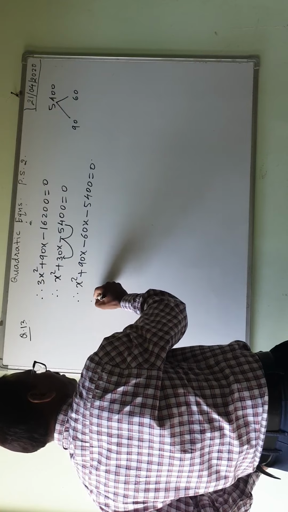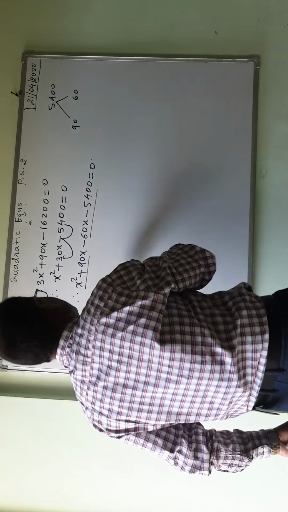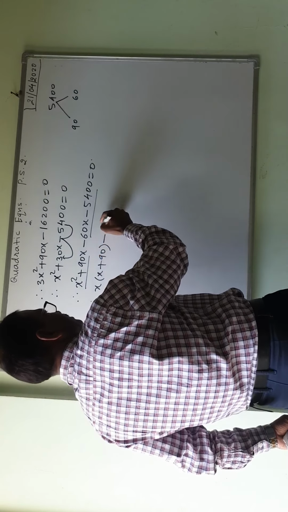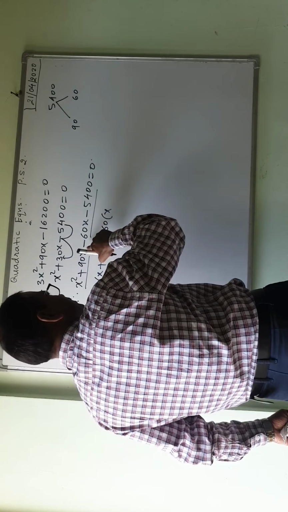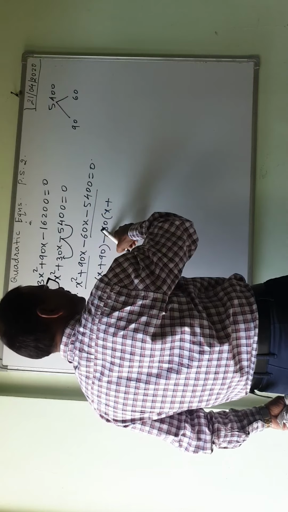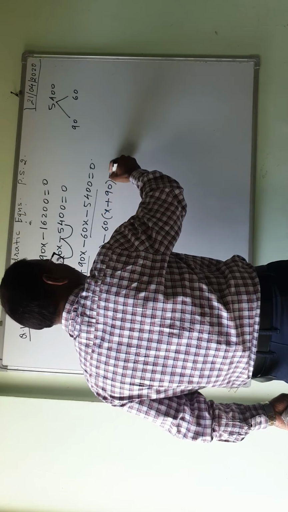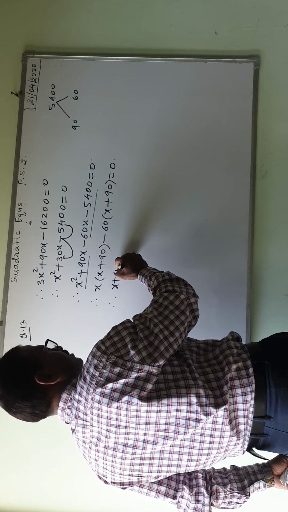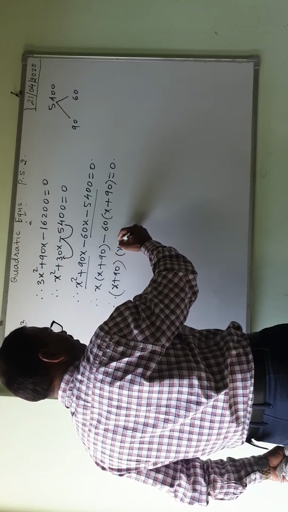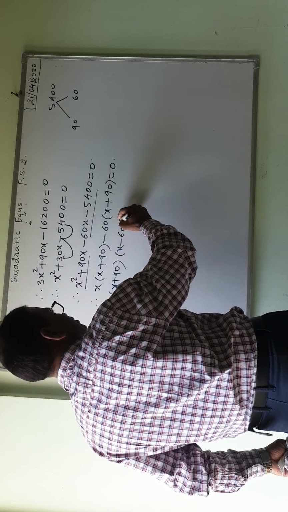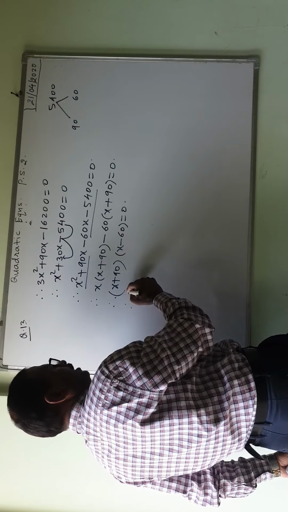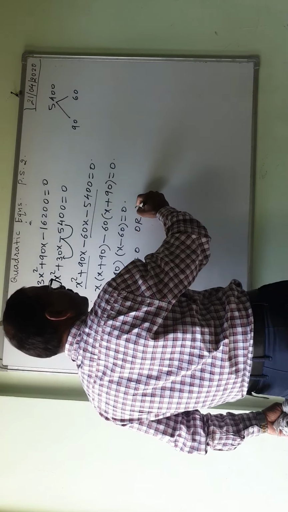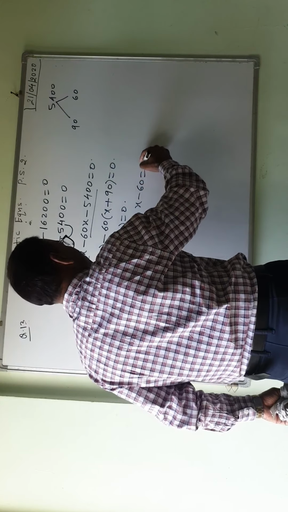Therefore, now make the two groups. x is common, x plus 90; minus 60 is common, x. This is minus, so this will become plus, 60 times 90 is equal to 0. See, the brackets are correct. Therefore (x plus 90) into (x minus 60) is equal to 0. Therefore x plus 90 is equal to 0, or x minus 60 is equal to 0.